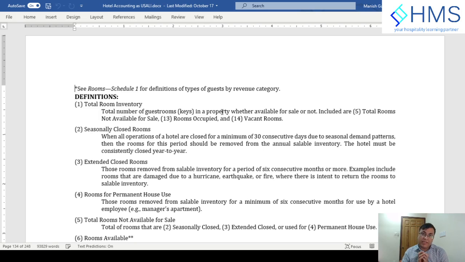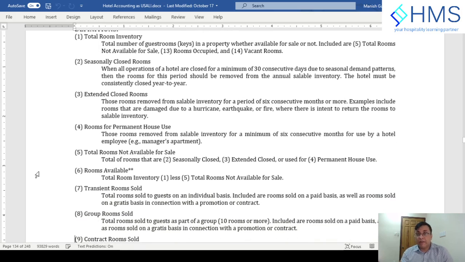So all our statistics for RevPAR, for per occupied room, or for anything else will only be based on the rooms available. All our occupancy statistics will also be calculated based on rooms available, not on the total room inventory. So room available is a very, very important definition for the hotel industry. So you have to be very careful with that. Now we have learned the rooms available.